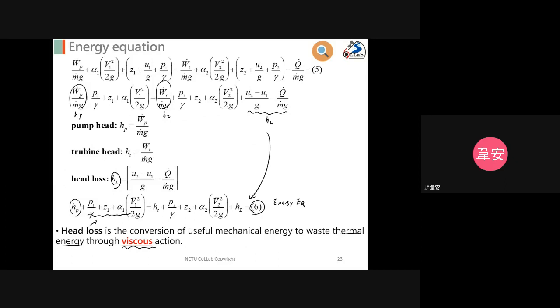Okay, so actually we have the pump head. This is similar to the Bernoulli equation. We have pressure head, elevation head, and velocity head. And on the right-hand side we have the turbine head, and the pressure, elevation, velocity, and the head loss.